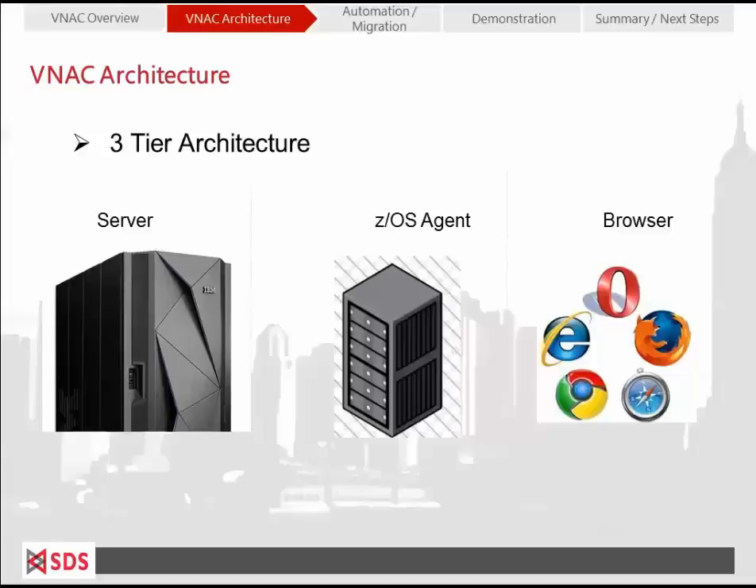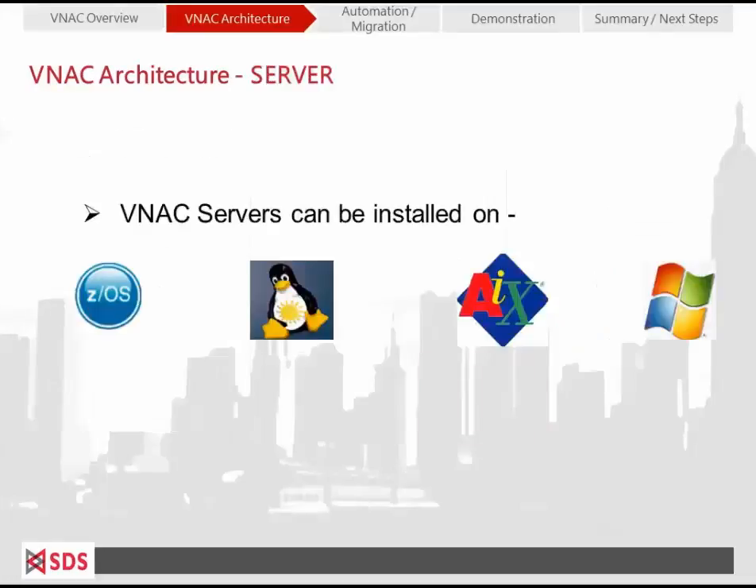The VNAC architecture is a 3-tier architecture which consists of a web server, a z/OS agent, and a browser. So typically the z/OS agents report all of the activity to the VNAC server, who stores the data and users access the web server by the commonly used browsers. The VNAC server can be installed on a variety of different platforms. It can be installed on z/OS under USS. It can also be installed on Linux, AIX, and the Windows platforms.